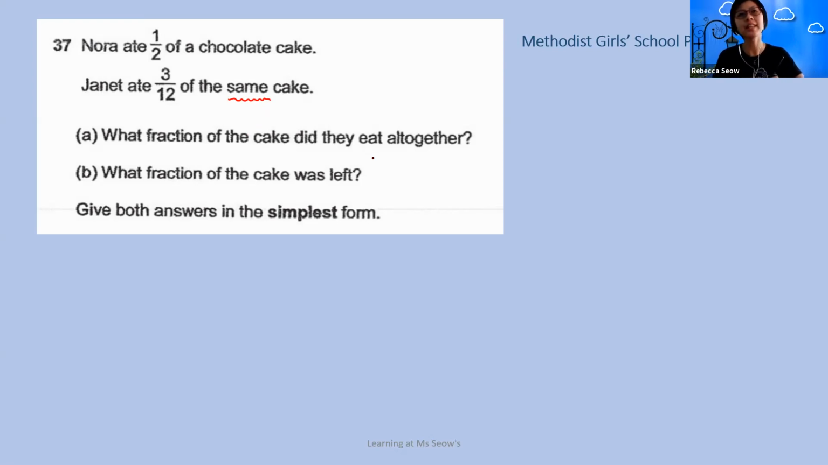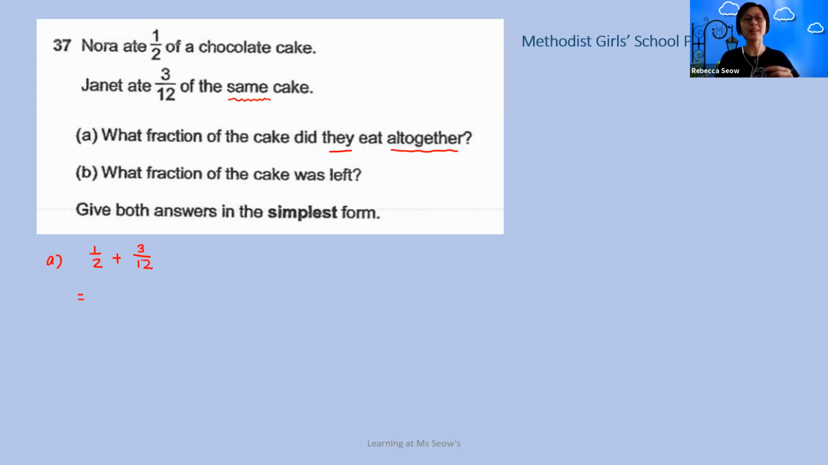So to answer question A, what fraction of the cake did they eat all together? The words they and all together give us a hint that we have to add the portion that Nora had eaten to the portion that Janet had eaten. We know that Nora had eaten half of the cake and Janet has eaten 3 out of 12 of the cake. So the portion eaten altogether will be half added to 3 out of 12. Now, how would we add two fractions together?